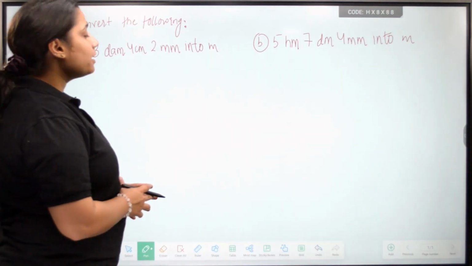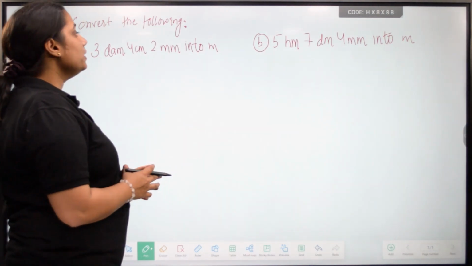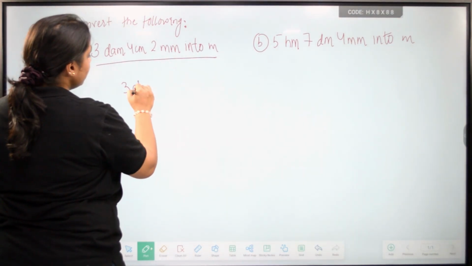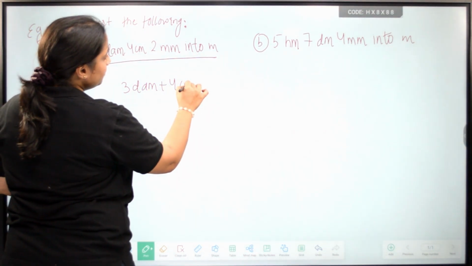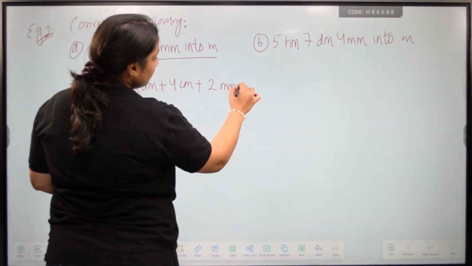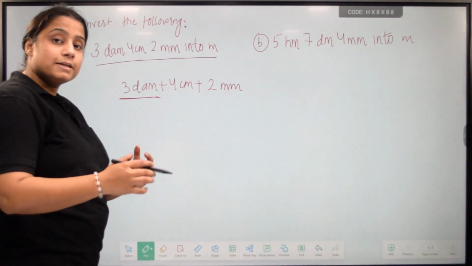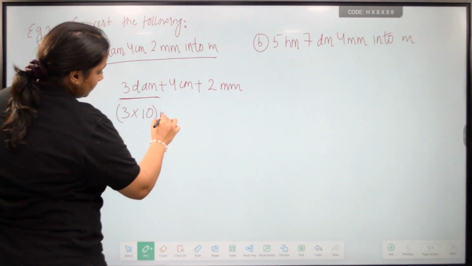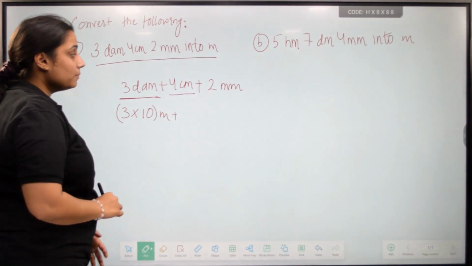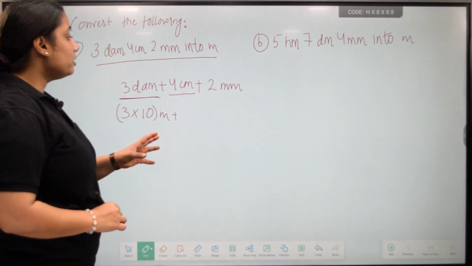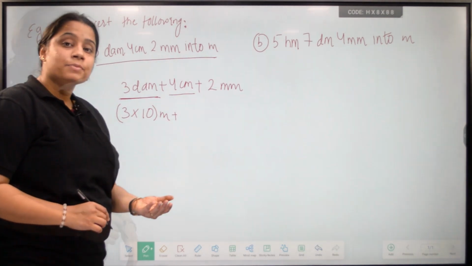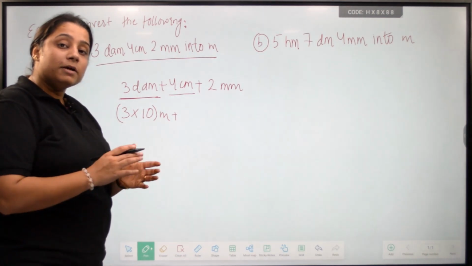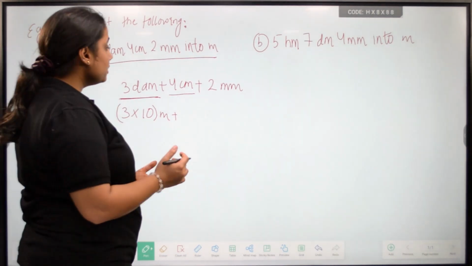Example 2, convert the following. Part A, 3 decameters 4 centimeters 2 millimeters into meters. We can write this as 3 decameters plus 4 centimeters plus 2 millimeters. We know that 1 decameter has 10 meters. So multiply this 3 by 10, plus 4 centimeters. We know that 1 meter is equal to 100 centimeters, so 1 centimeter will be equal to 1 by 100 meter.